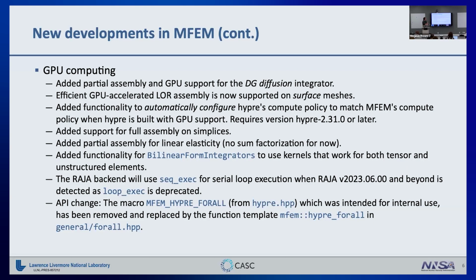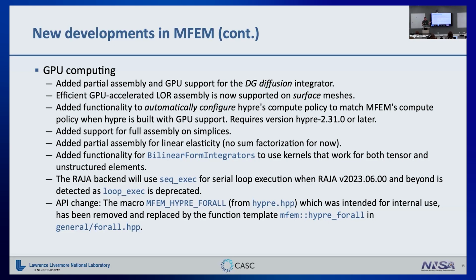So there will be a lot of things here. I'll not go through all of them in detail. I'll mention something that's relatively new for us, which is DG diffusion. So this requires the operators to be, we're talking about partial assembly here. So this is matrix-free in the sense that Tzanio was describing.